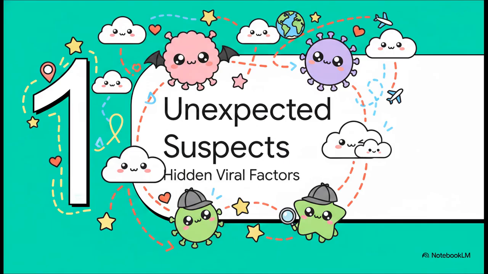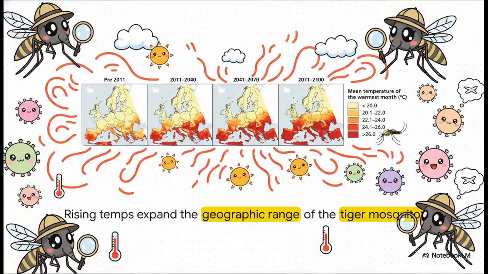Section 2. The unexpected suspects. Hidden factors of viral spread. Okay, so we've got the basic tools down. Let's zoom out to the macro level and look at the unexpected parameters operating behind the scenes. Remember that Asian tiger mosquito from our opening puzzle? Well, as mean temperatures keep rising across Europe, the geographic range of these bugs expands drastically. Climate change is literally acting as an active accomplice here, moving carriers of viruses like chikungunya into entirely new communities that have never faced them before.